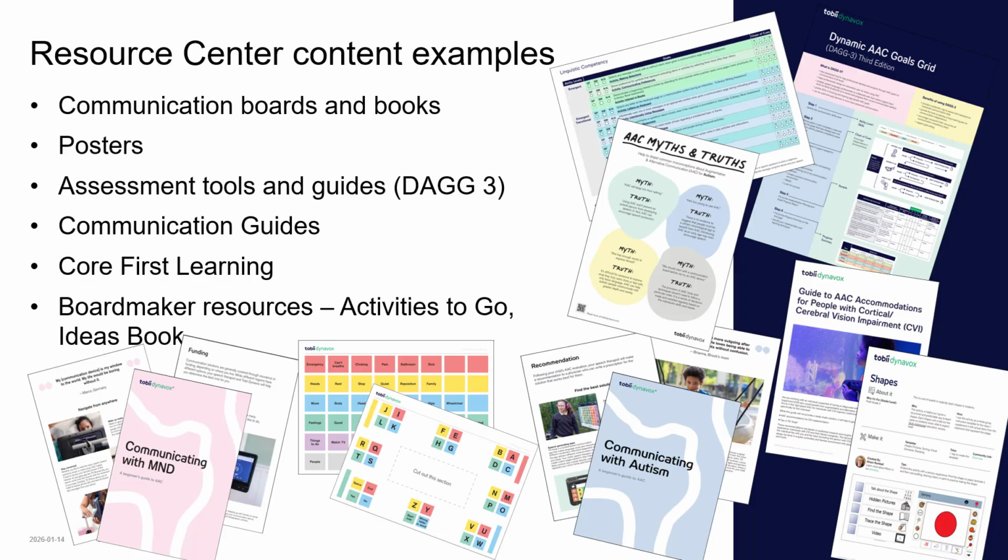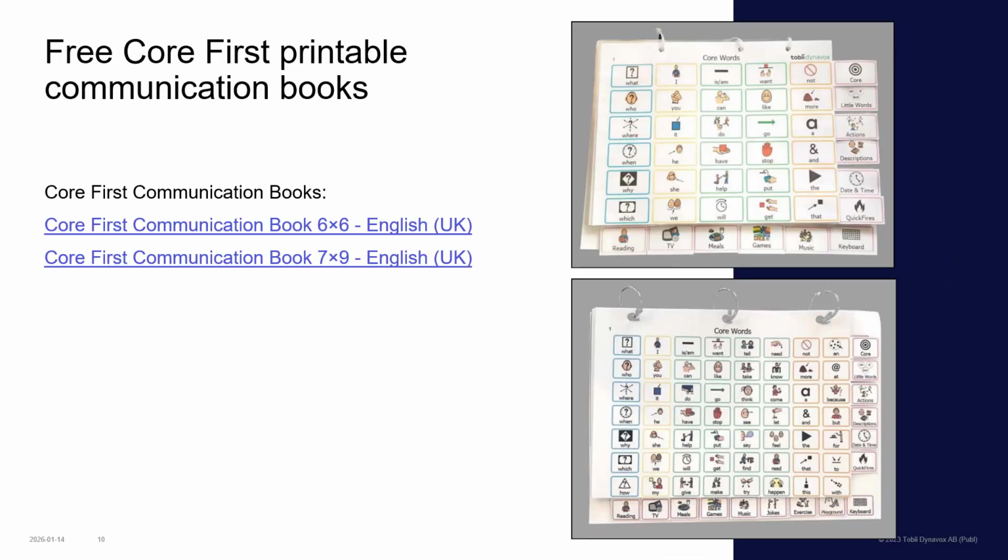So as I mentioned, there's lots of content in there. So the kind of things you're going to find are communication books, boards, and communication posters, as well as posters about other things such as the AAC Myth and Truth posters. We also have assessment tools and guides, communication guides such as the ones shown here, communicating with MND and communicating with autism. You've got full access to the Core First Learning curriculum content, as well as other board maker resources such as Activities to Go and the Board Maker Ideas book. Let's explore a couple of these in greater depth.